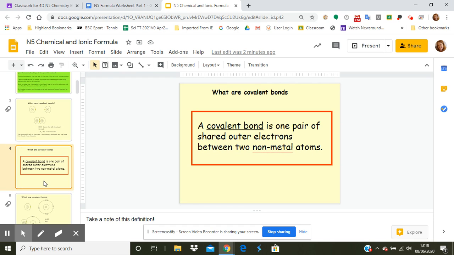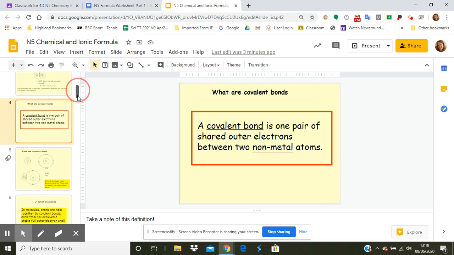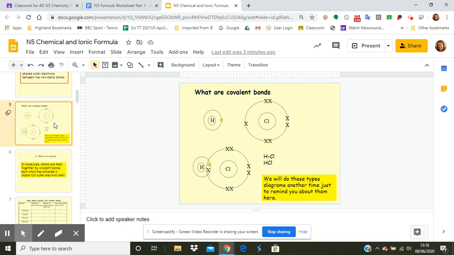So obviously it's just to do with covalent in this case, but it warms you up about what the bonds are. Just to remind yourself, if you have HCl, you've still got a pair of electrons being shared here, but you've still got the chlorine's other 6 electrons here in 3 pairs.